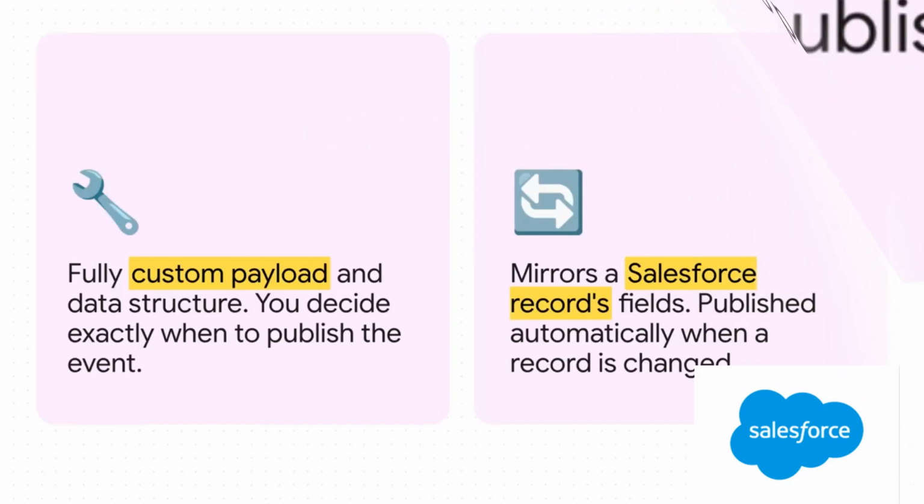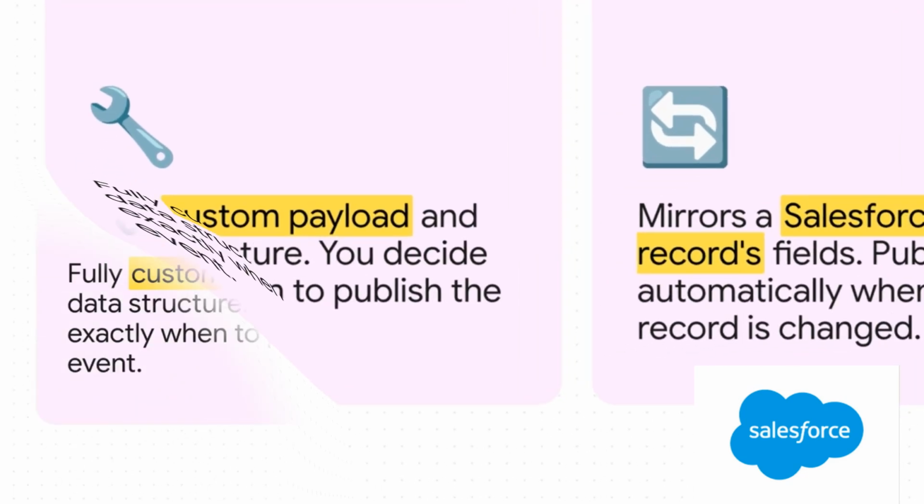Now, people often mix up platform events with change data capture, but they really serve different purposes. CDC is amazing for one specific thing: broadcasting that a Salesforce record has changed. Its data structure is a mirror of that record, and it fires automatically. Platform events, on the other hand, give you complete freedom. You define a totally custom data structure. The payload is whatever you want it to be, and you decide exactly when to publish it. You are in full control.